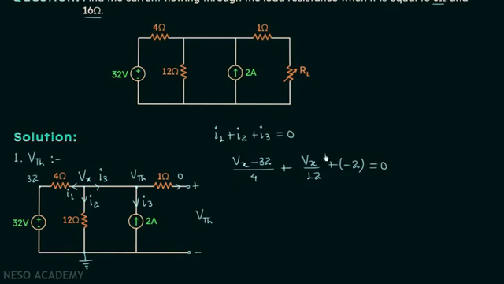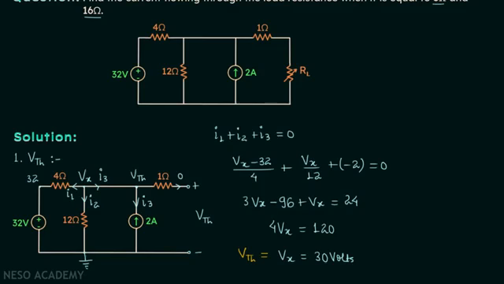Now doing some rearrangements here, we will have 3 times Vx minus 96 plus Vx equal to 24. In the next step, we will simplify this further. We will have 4 Vx equal to 120. Therefore, Vx is equal to 120 divided by 4, which is 30 volts. And in this way, we have obtained the Thevenin's voltage. VTH is equal to Vx. Therefore, Thevenin's voltage VTH is equal to 30 volts.